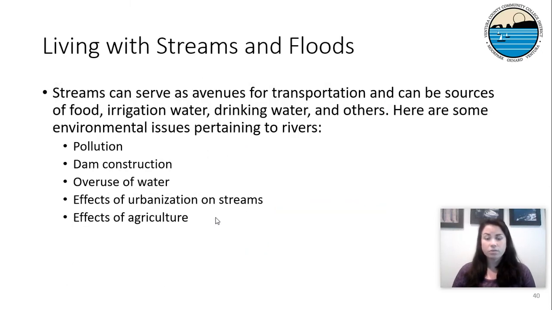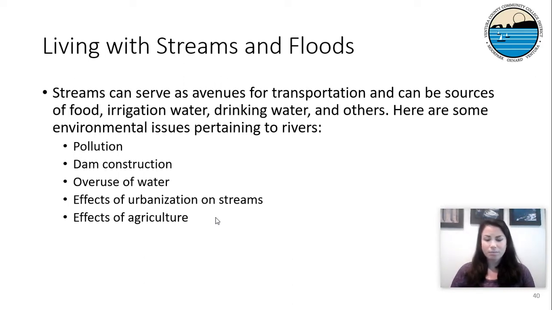Streams can serve as avenues for transportation and can be sources of food, irrigation water, drinking water, and others. So here are some environmental issues that pertain to rivers, when we talk about what it means to have a river nearby, or what issues might arise from floods and what types of things can impact it. Of course, if we have streams and floods nearby with developed cities, there's usually pollution that goes with that. If we want to try to control these streams, there's usually dam construction.